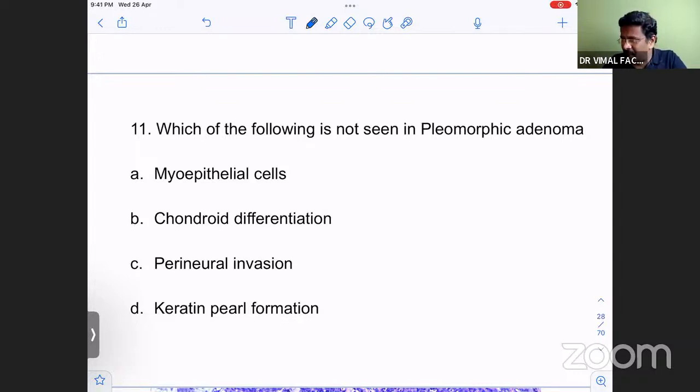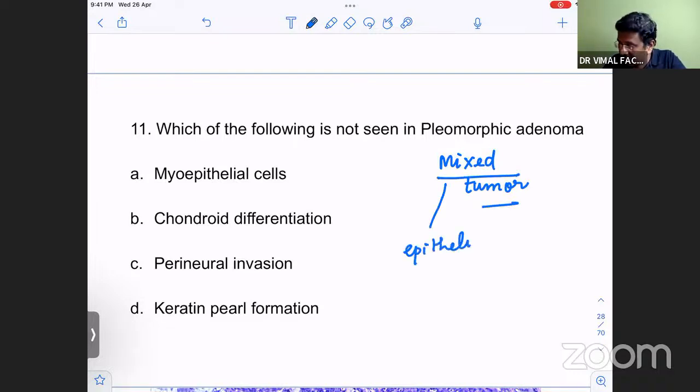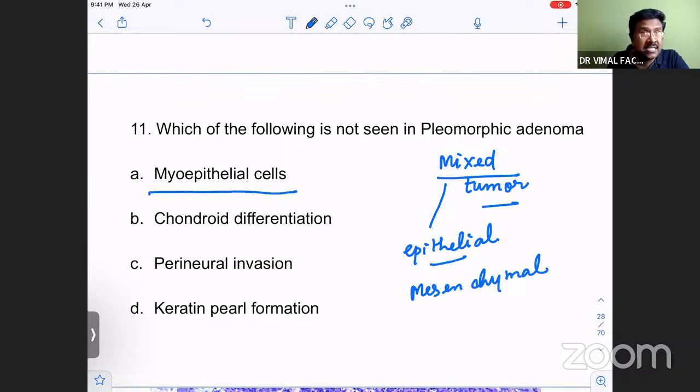What is the other name for pleomorphic adenoma? It is called a mixed tumor. What do you mean by mixed tumor? It has an epithelial component as well as mesenchymal components. What are the epithelial components? You get myoepithelial cells, which can be seen in a pleomorphic adenoma.